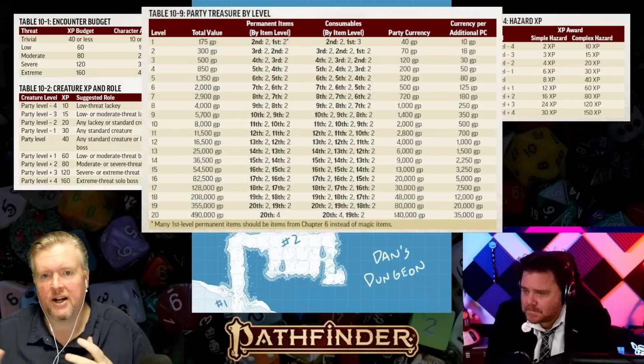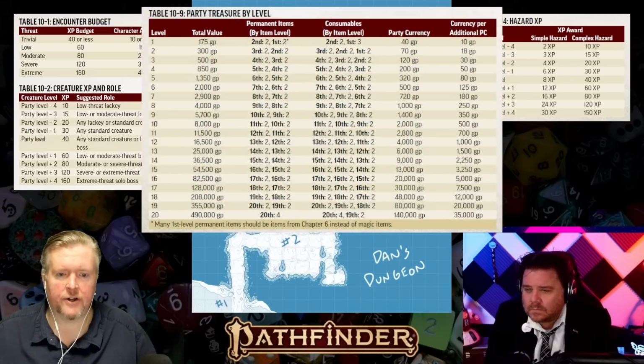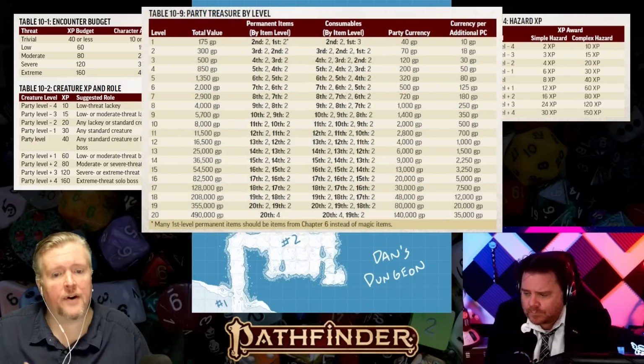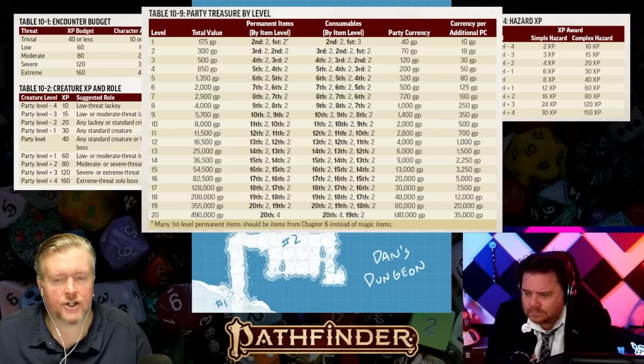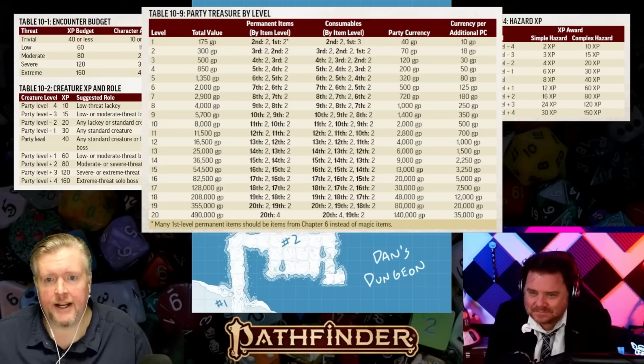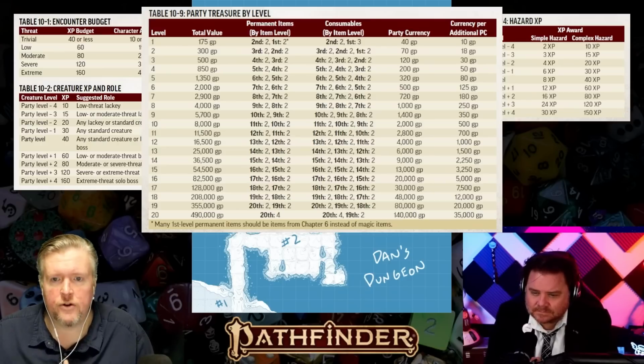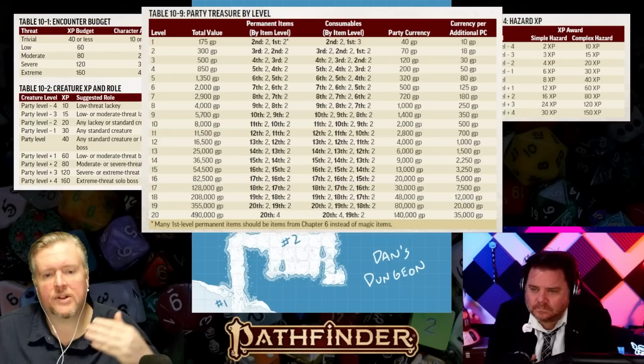I do want to talk about how treasure works in Pathfinder 2 because it is an important part of understanding how to balance encounters. So table 10-9, which is on page 509, is the party treasure by level table. And what you generally want to do is look at this table, look at what level your party is, and that's kind of how much treasure you should give them throughout the level.